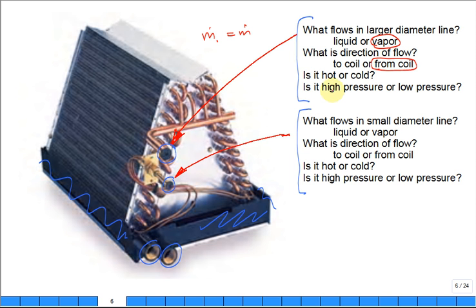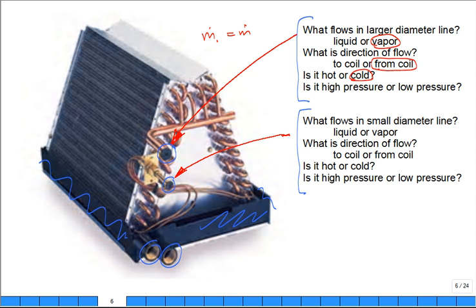Is it hot or cold? This is where a lot of people got it wrong. It just evaporated. It just boiled. When I say boil, you think hot, don't you? But it just evaporated at low pressure. Is it hot or cold? If I touch it, is it going to feel cold or is it going to, ouch?